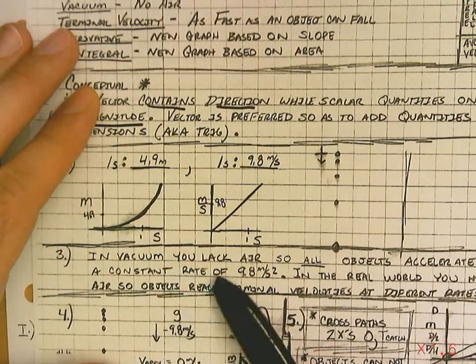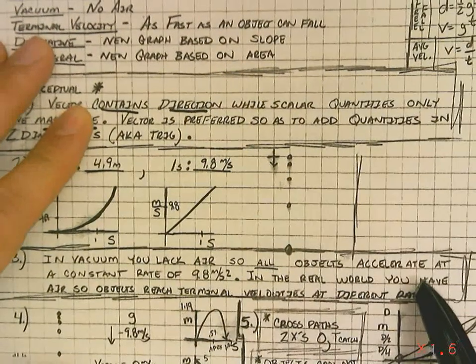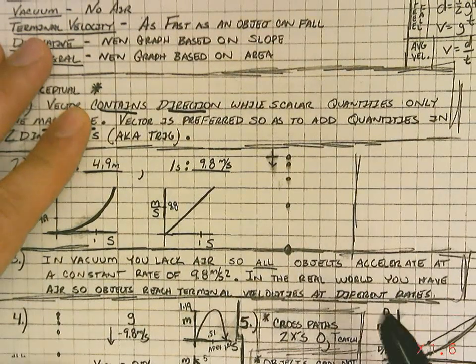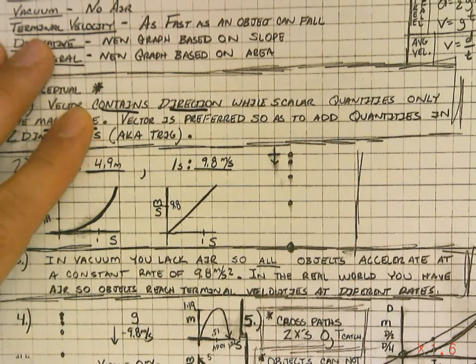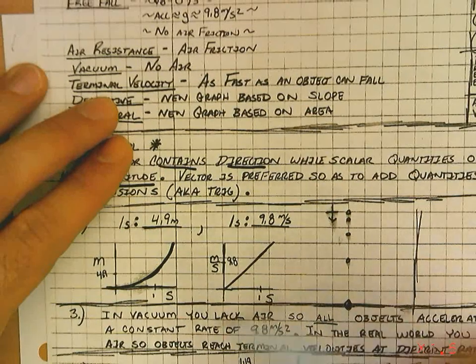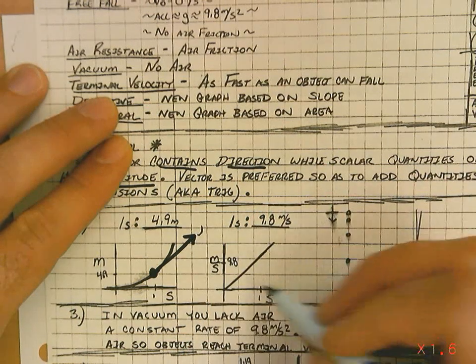So in a vacuum, you lack air, so all objects accelerate at the same rate, a constant rate of 9.8 meters per second squared. In the real world, you have air, so objects reach terminal velocities, and different objects reach terminal velocity at different rates. But a lot of times what will happen to this graph is you'll get to a point where you can't fall any faster and it will turn into a straight line.